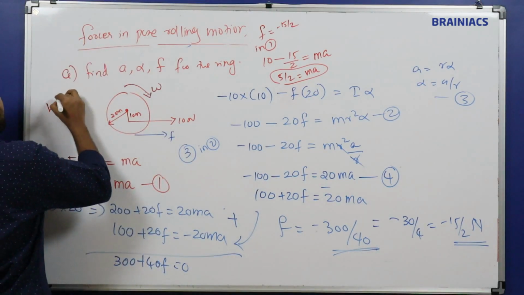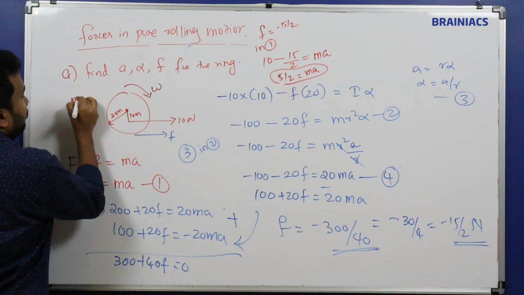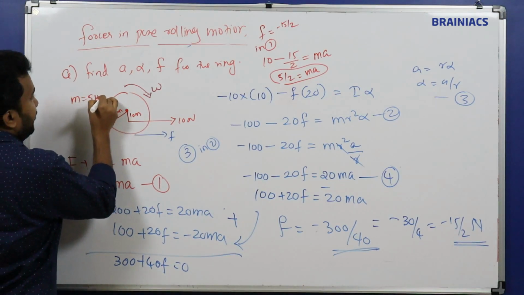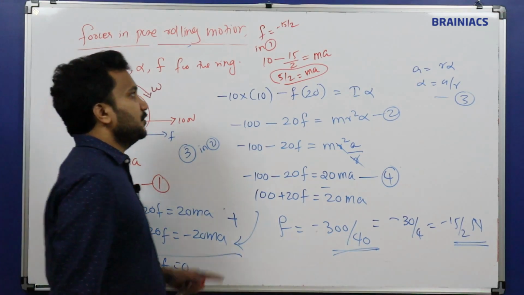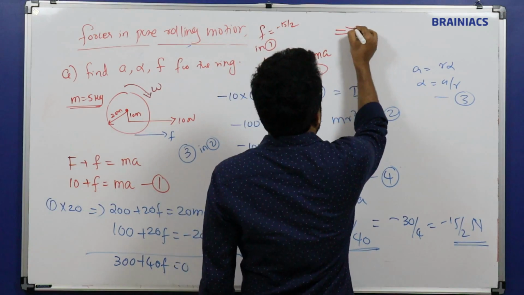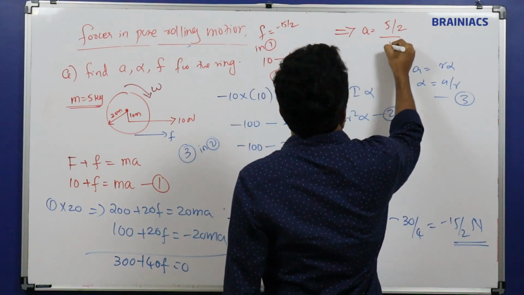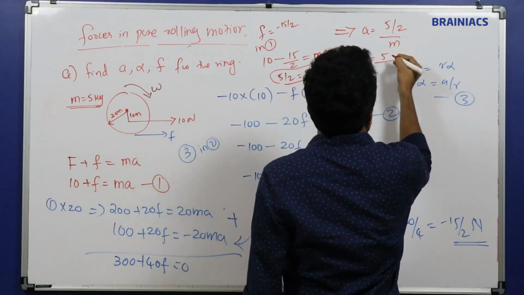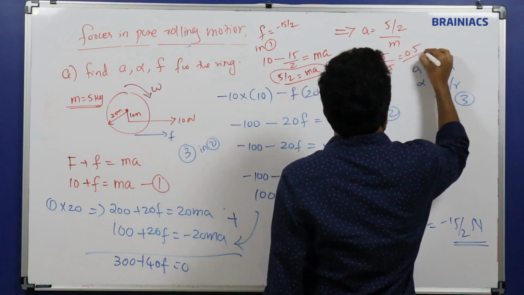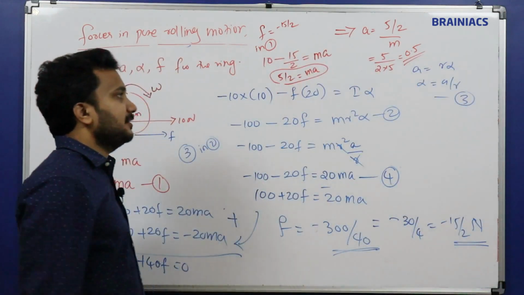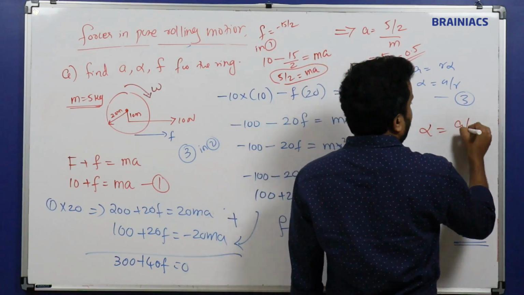So let's take, we'll include in the question, M will be equal to say 5 kilogram. This will be added into the question. M equal to 5 kilogram. What will happen? Acceleration is equal to 5 by 2 by M, which is 5 by 2 into 5, which means 0.5 acceleration. Acceleration 0.5, and then alpha, you know, is A by R.